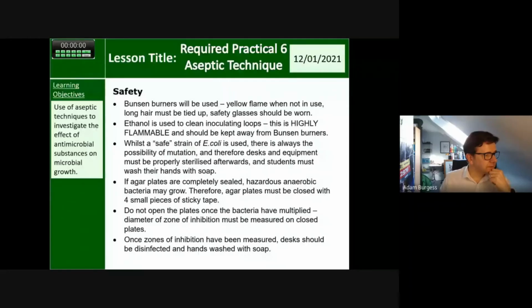Right. So in terms of safety, we talked about Bunsen burners. They should be on a yellow flame when not in use. Long hair has to be tied up. Ethanol is used to clean inoculating loops and is highly flammable. E. coli, the bacteria, you need to make sure they're properly sterilized. The big one is, if agar plates are completely sealed, hazardous anaerobic bacteria may grow. Therefore, agar plates are closed with, I would say, 3 pieces of sticky tape.